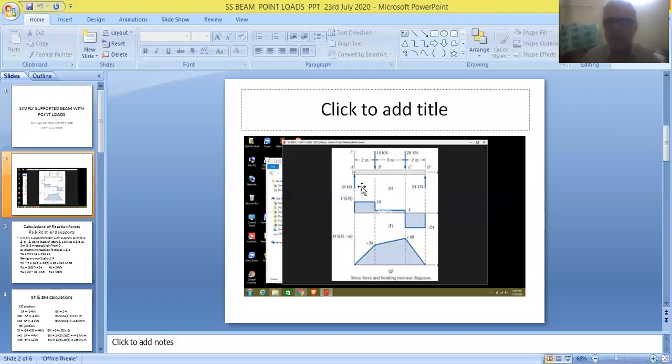So you will be getting SF and BM values at different points. You take the SF values and prepare a diagram. You get a shear force diagram. You take the bending moment values and prepare a diagram.